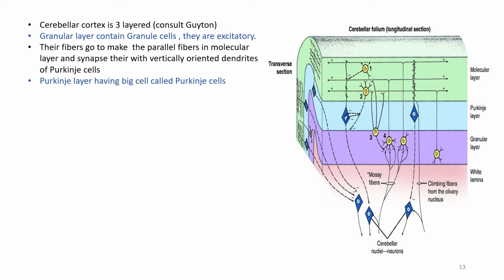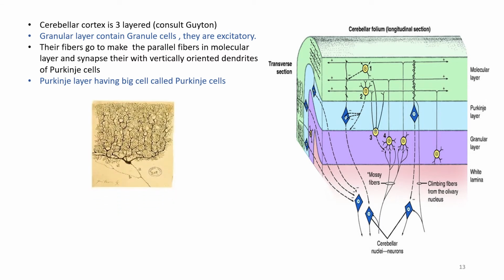The cerebellar cortex is three-layered. The granular layer contains the granule cells. They are excitatory. Their fibers go to make parallel fibers in the molecular layer and synapse there with the vertically oriented dendrites of Purkinje cells. The Purkinje layer has big cells called Purkinje cells.